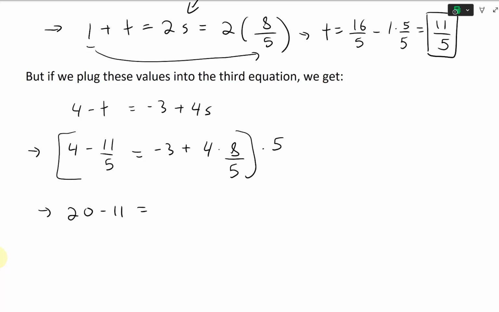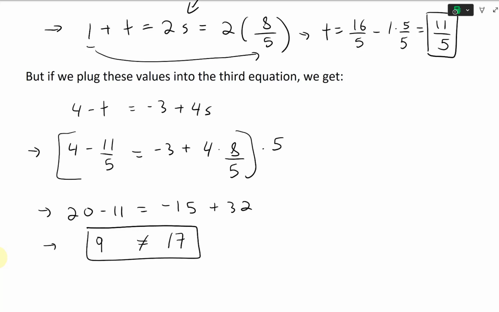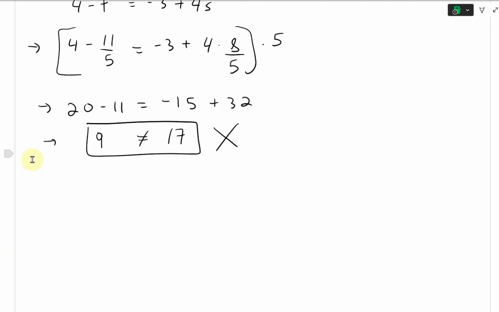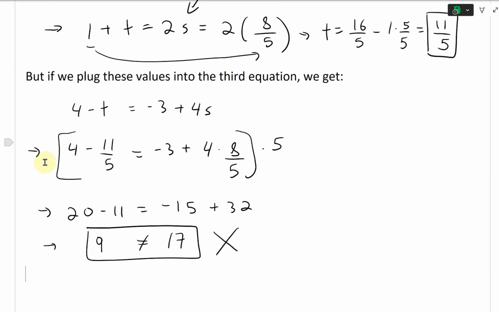And then here we're going to get negative 3 times 5 is 15, like that. And then this 5 cancels, 4 times 8 is just going to be 32. So this part right here is going to be 20 minus 11 is 9. And then this part right here is negative 15, so 32 minus 15 is 17. So in other words, 9 is not equal to 17. So the equation is wrong. They don't intersect each other, so they don't have the same values there.